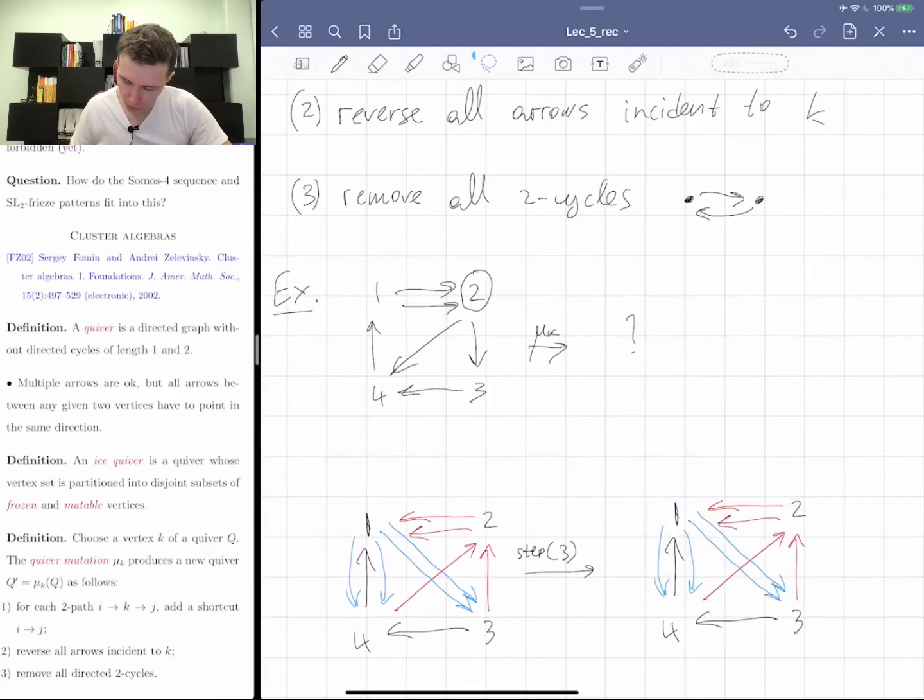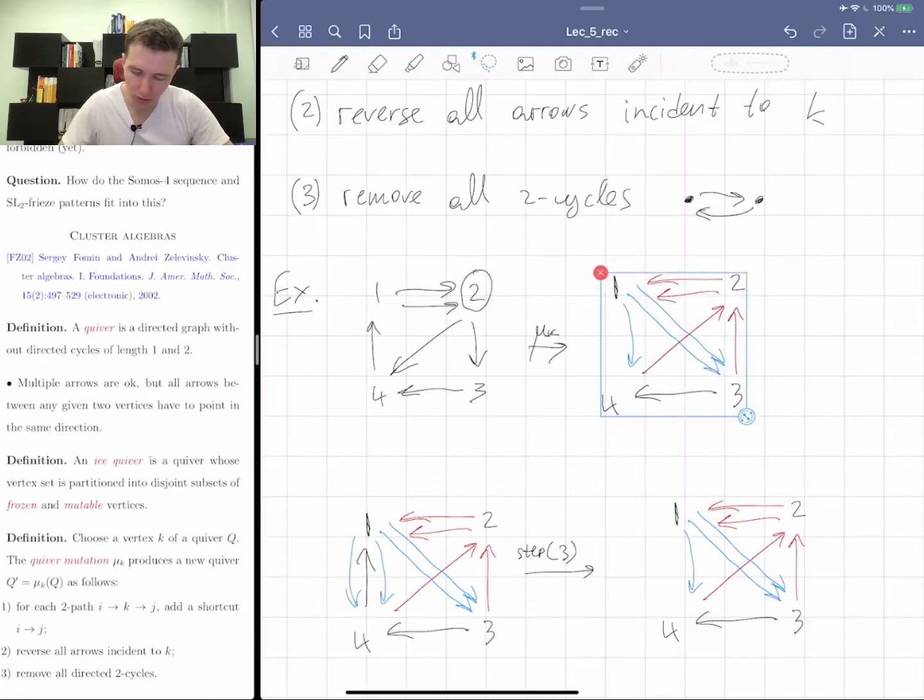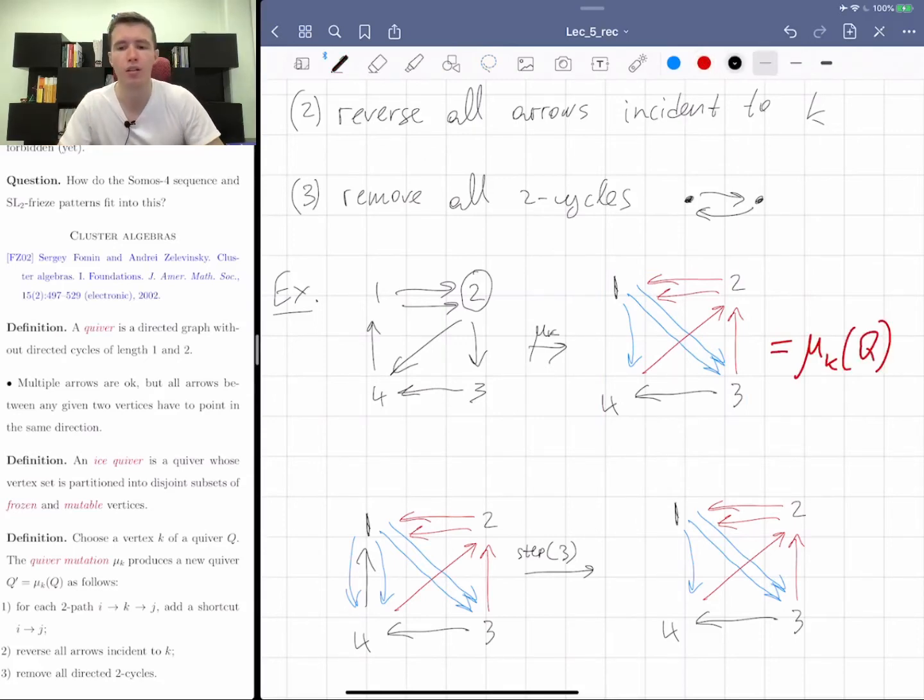I'm just going to remove these two arrows, and I am done. So what I get is this quiver here, which is denoted by mu sub k of Q. All right, so that's the example.